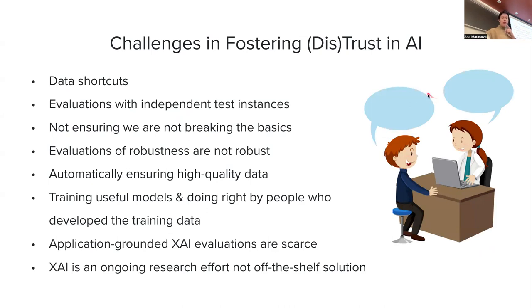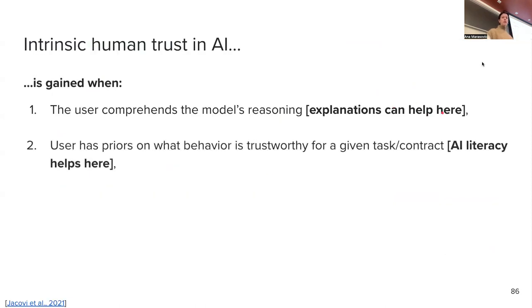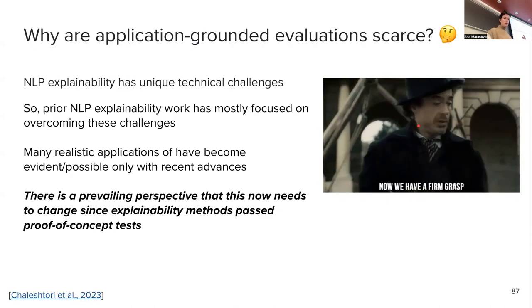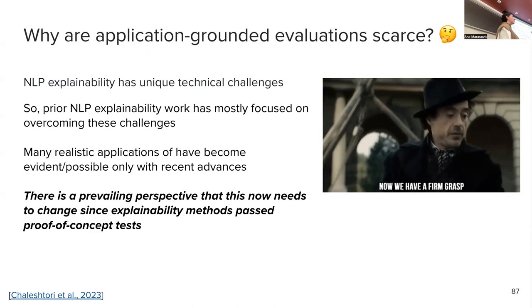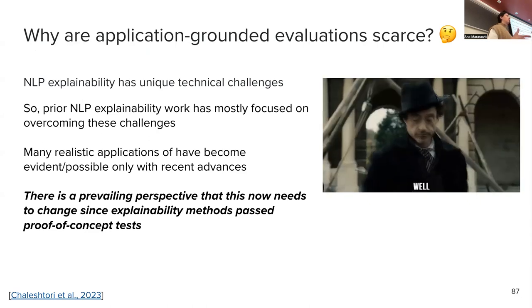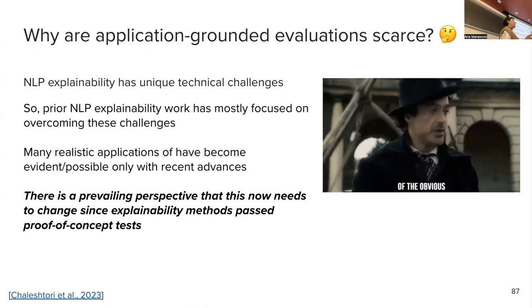And the note I want to leave you with is that for the intrinsic trust, we have said this is where the explanation, local explanations, can be helpful. If the user comprehends the model's reasoning and they have AI literacy, they understand what behavior is trustworthy, then they can gain the intrinsic trust. However, through this course, we have seen that this is still a very active area of research, and we have these methods, but we have little understanding of how useful they are in actual applications.